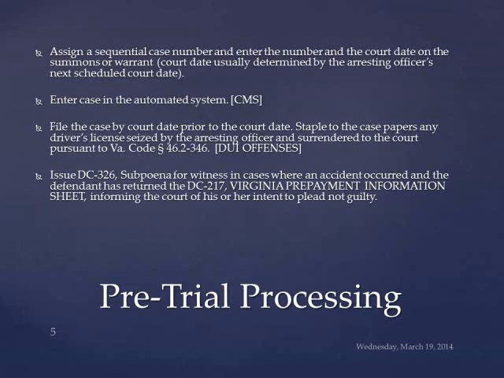Alright, next we're just going to look at the pretrial processing procedures for the clerk. The clerk is going to assign a sequential number to the case on the summons or warrant. Then enter all the information into the automated system, which is known as the case management system. Then file the case by court date and staple any license that was seized by the police to the paperwork. This is called an administrative suspension of license, and that happens in DUI cases. And then the clerk is going to issue a subpoena for witnesses if one was requested.